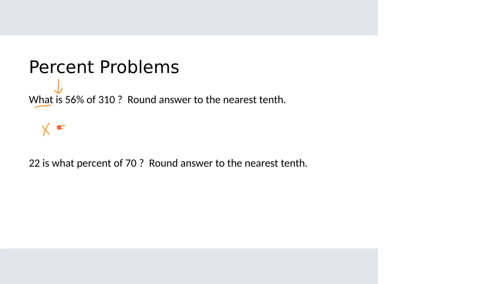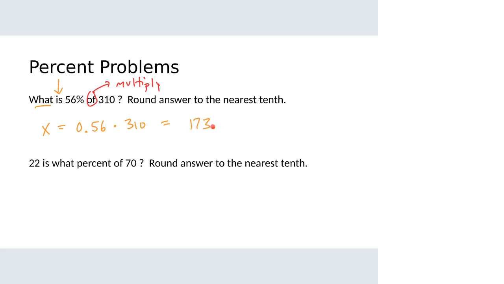56% we're going to write as a decimal. Of. That's the word we've got to be careful with here. "Of" is a word that lets us know we're going to multiply. So where we see "of," we're going to multiply. And 310 is just 310. Now we just need to solve this equation for X, and we'll have our answer. There's not really any algebra to do here. We just need to multiply 0.56 times 310.